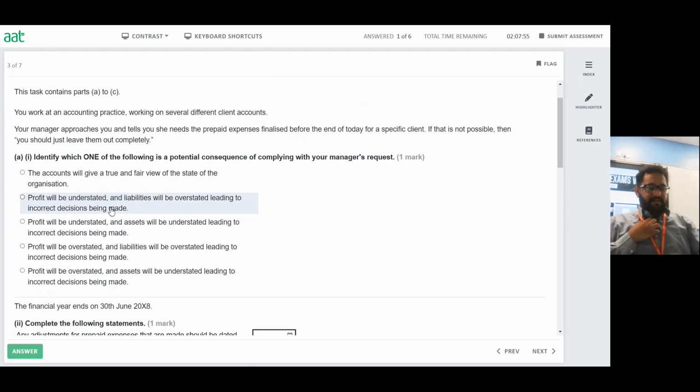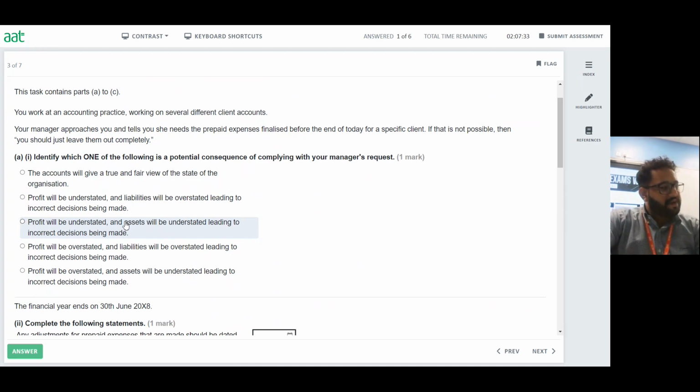So in case we haven't done that, obviously your profit is going to be understated, but no changes will be happening to your liabilities. But if you look at the third one, the profit will be understated and the assets will be understated, leading to incorrect decisions may be made.